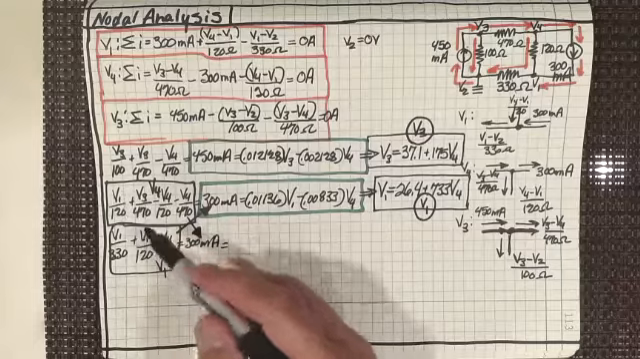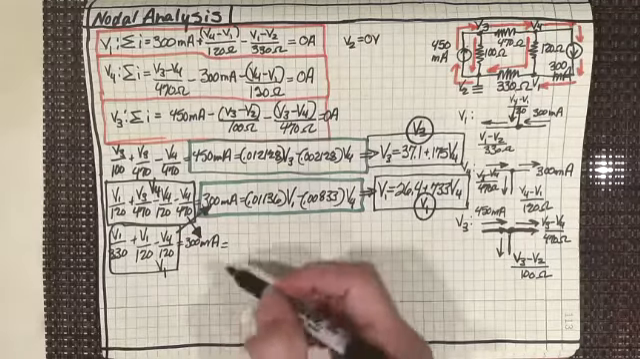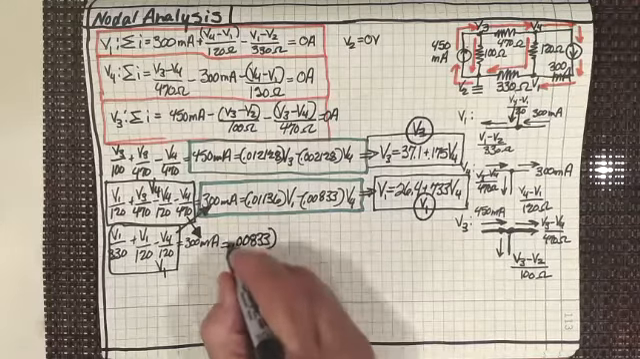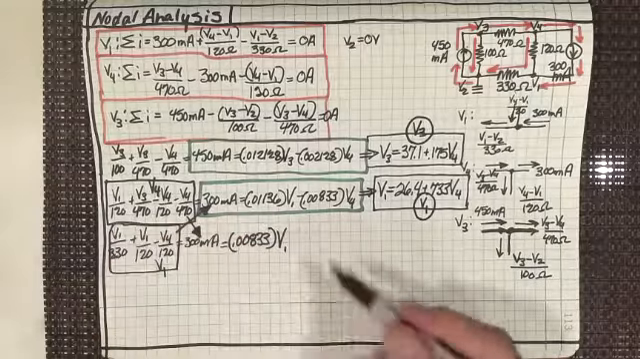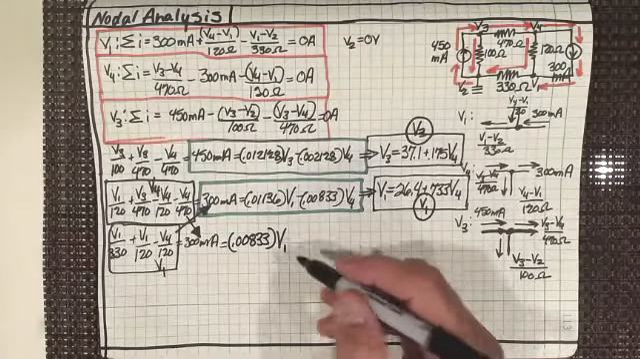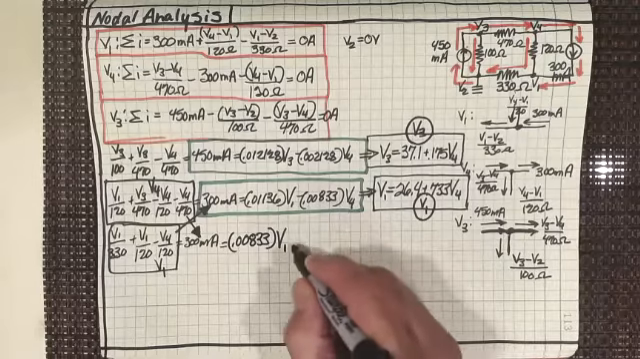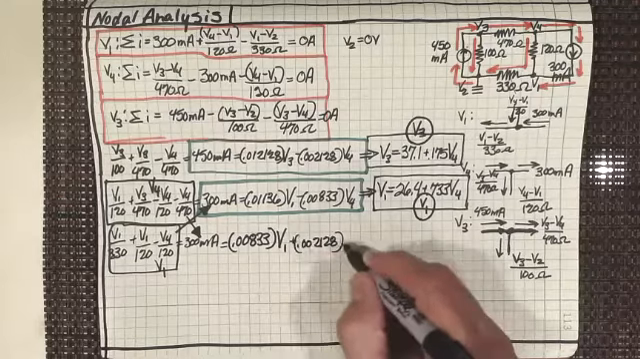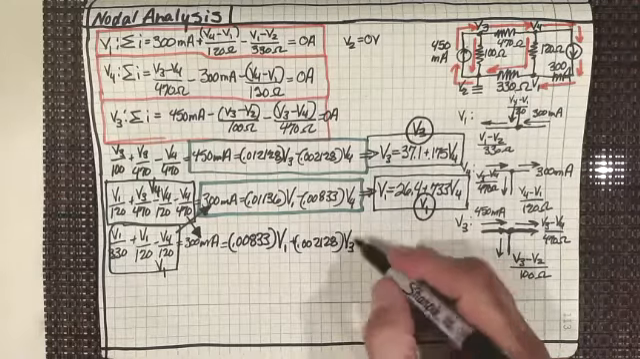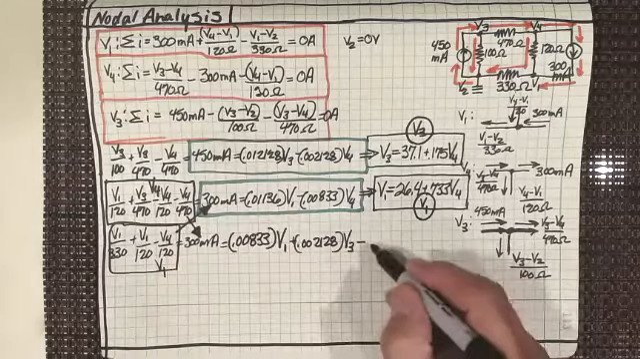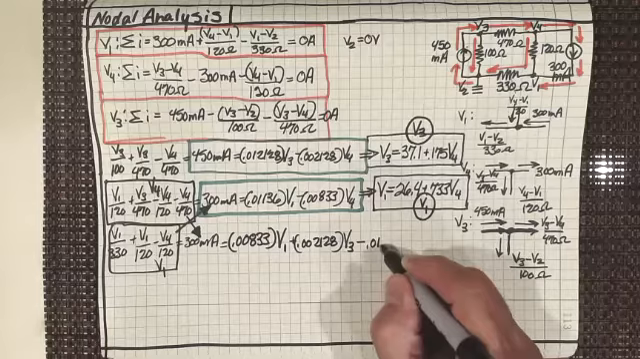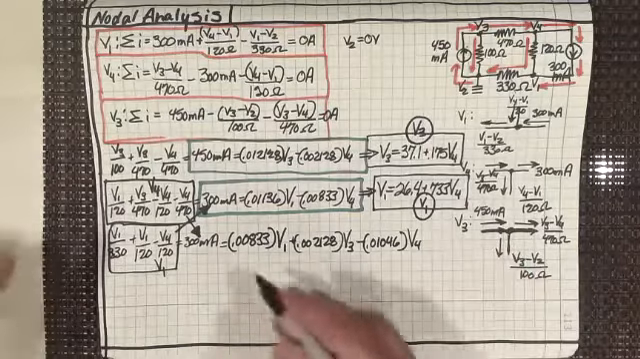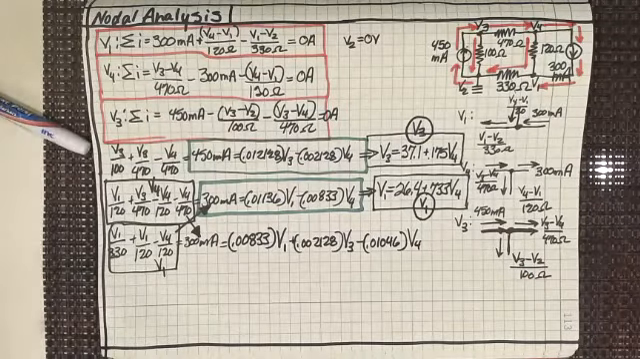So V4, 1 over 120 for V1. So that's going to be 0.00833 times V1. And that would correspond to the V1 over 120. And then for V3, that's what we've got, V3 over 470. So we've got plus 0.002128 times V3. And then we've got minus, because you see the two minuses for V4, 0.01046 times V4. And of course, that equals 300 milliamps, right?